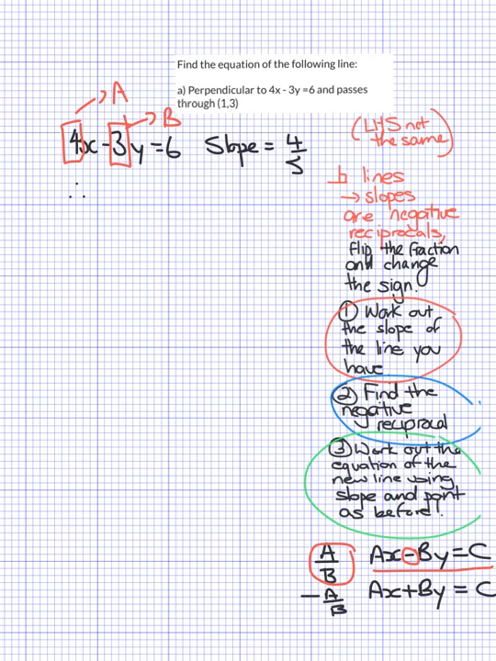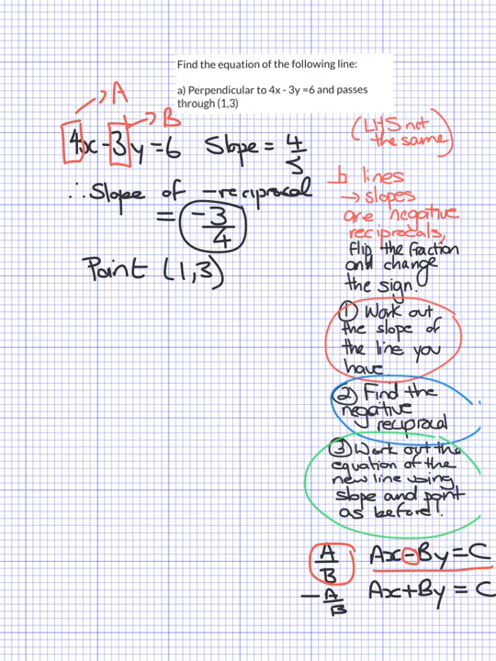So therefore, for the slope of the negative reciprocal, we're going to flip and we're going to change the sign. So now we have the slope and we have a point. Our point is (1, 3). So we can find the equation of the line in exactly the same way as we did before. We now have negative 3 over 4 as our slope. That means we are going to use this equation here.